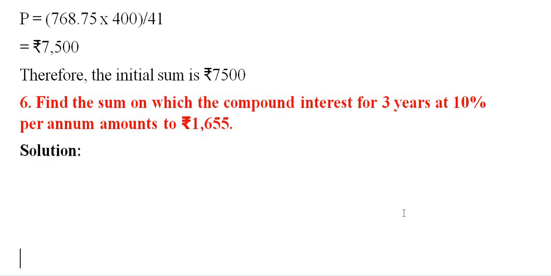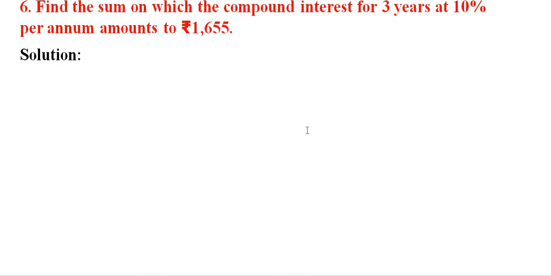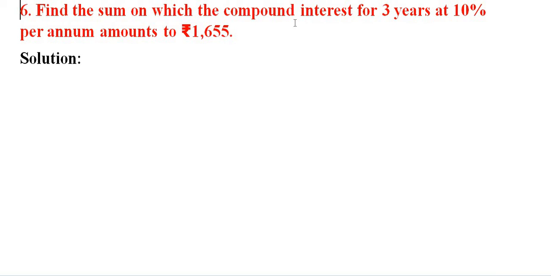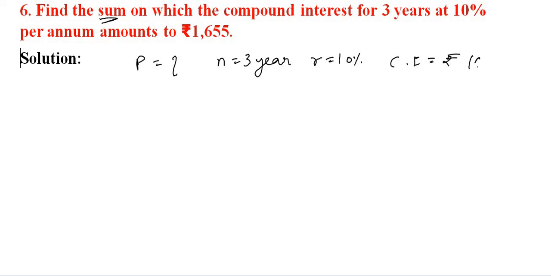Question number 6. What is saying in question number 6? Find the sum on which the compound interest for 3 years at 10% per annum amounts to 1655. So how we will do this question? Here what are the things which are given to us? First of all, n is given, P is not given. Sum means P, so we have to find the P. And here n is 3 years and rate is given 10% and CI is given rupees 1655.